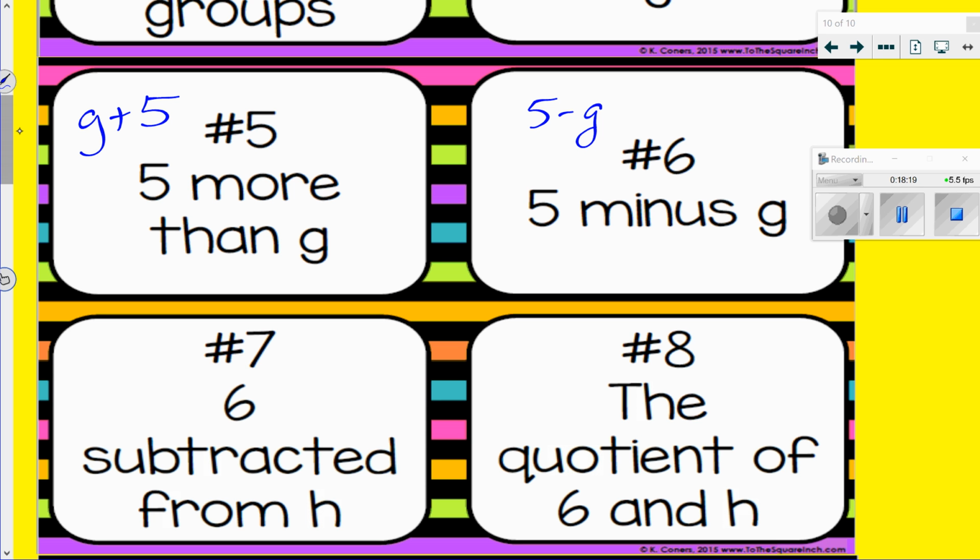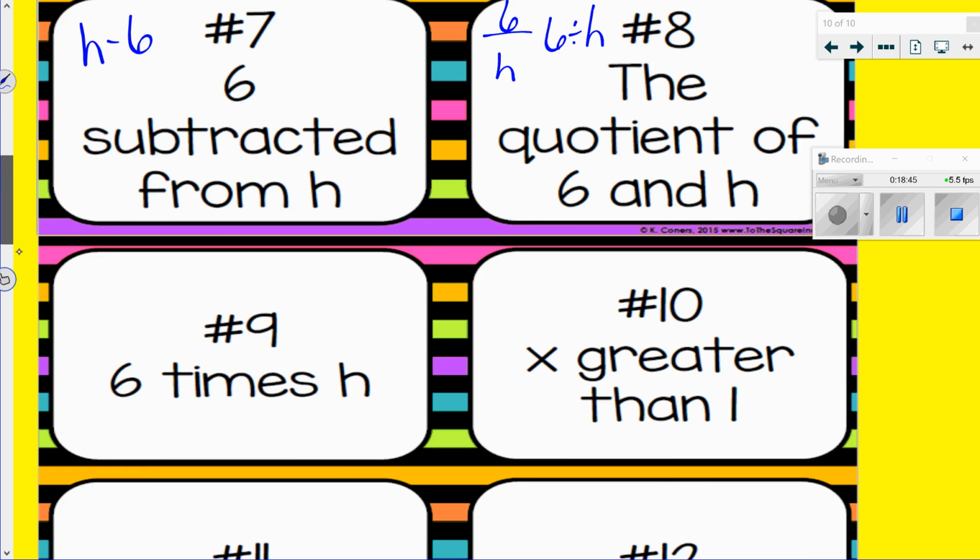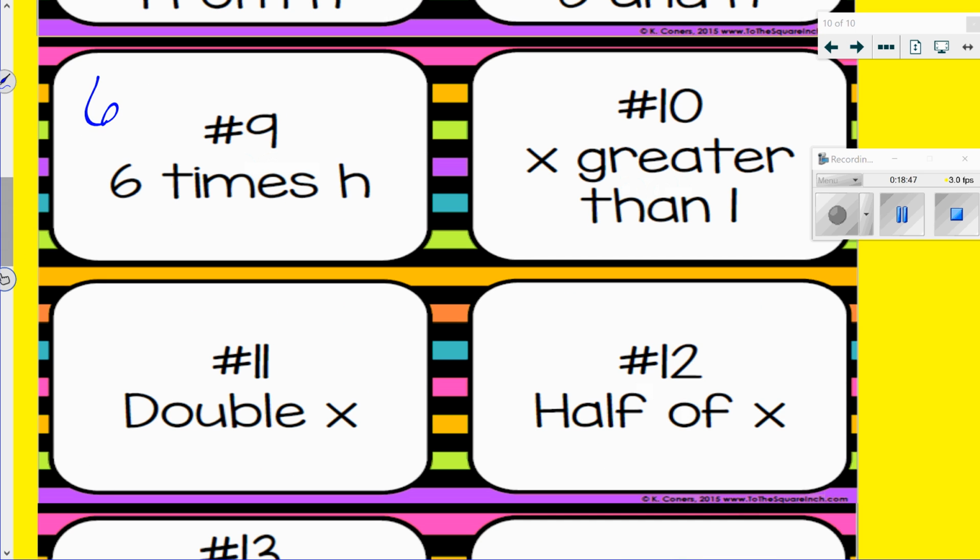Number 7, 6 subtracted from H. We haven't really talked about that, but subtracted from is another one of those flipping phrases. So I have to have H and subtract 6 from it. H minus 6. There's only one option on that. The quotient of 6 and H, quotient is a division. So either as a fraction or with the division symbol. 6 comes first. Number 9, 6 times H, straight up, 6H.